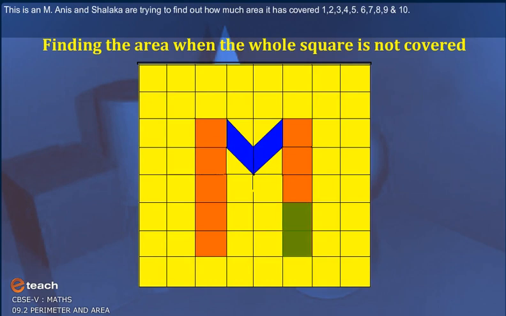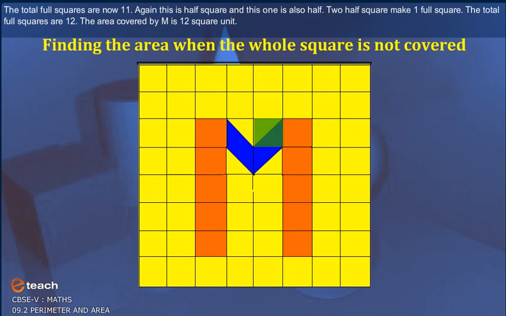1, 2, 3, 4, 5, 6, 7, 8, 9 and 10. These are 10 full squares. Now, this is a half square and this is also a half square. 2 half squares make 1 full square. The total full squares are now 11.